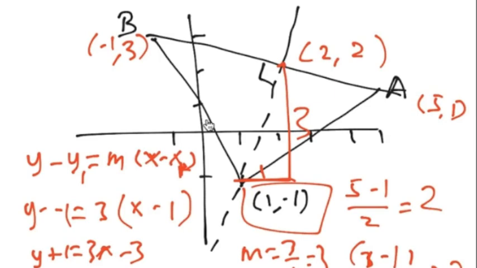So basically, if we want to find 3 more points that are equidistant from A and B, then all we have to do is plug in any value of x, and we'll get a value of y that's on that line.